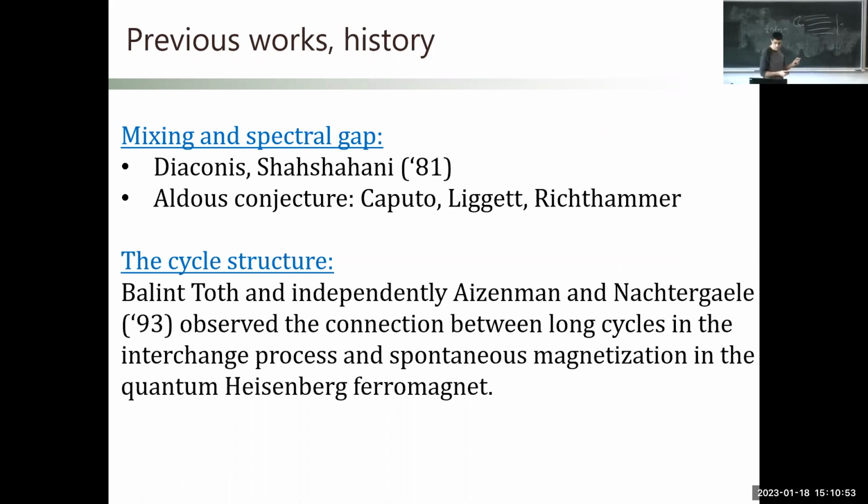This was initiated by Balin-Todt and independently by Eisenman and Nachtergaele, who observed the connection between cycles in the interchange process and spontaneous magnetization in the quantum Heisenberg model. I won't tell you what it is, but I'll just say that it's a well-studied model of statistical physics. And it's a quantum version of the classical Heisenberg model.